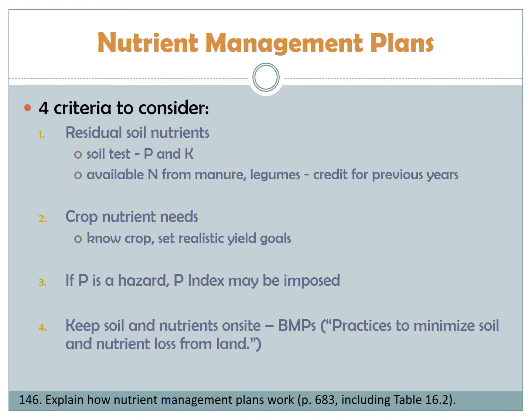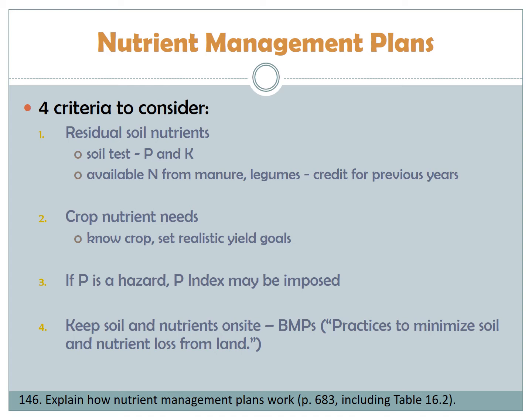So when we're creating a nutrient management plan, we have four criteria to consider. We have our residual soil nutrients, with a soil test for phosphorus and potassium and nitrogen. And then we want to calculate how much nitrogen we have in the soil that's going to be released from manure and legumes, which are those really cool plants that partner with a bacteria that takes nitrogen from the atmosphere and puts it into the soil.